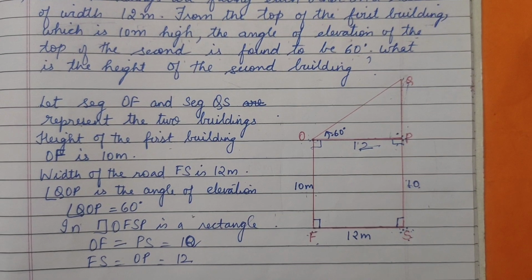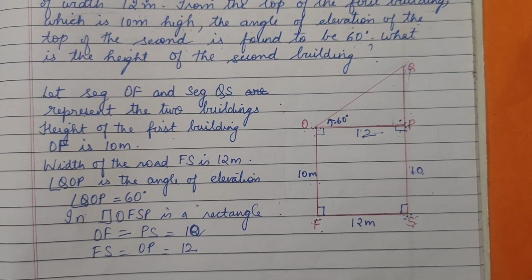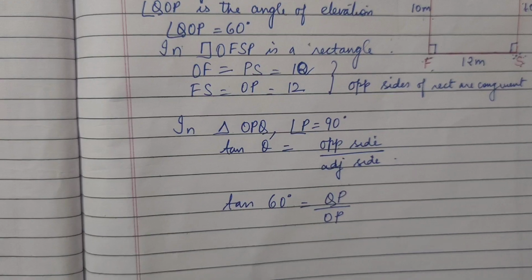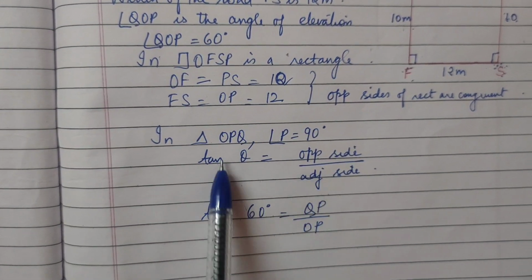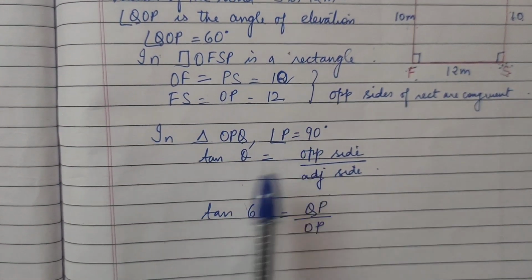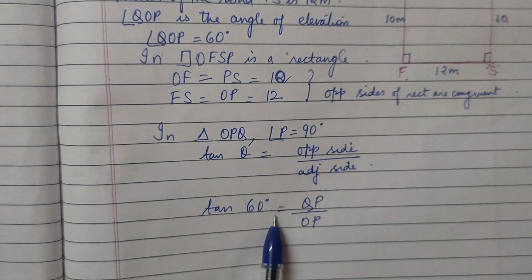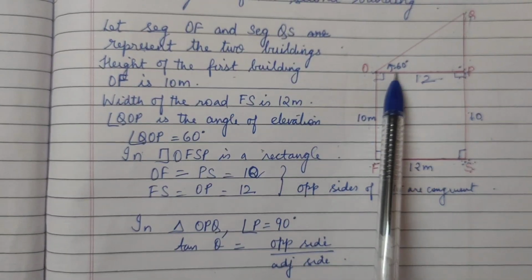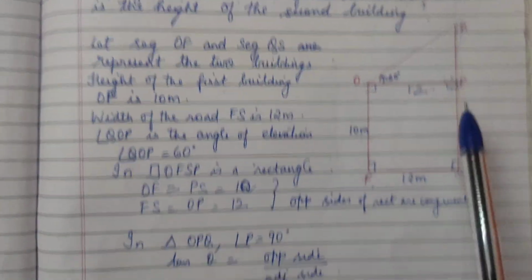Again it is in tan, so we are going to apply the tan formula here. Tan ratios, you can see. I have written in right angle triangle OPQ, P is 90 degree, and theta we consider 60 degree. We are considering only this right angle triangle.